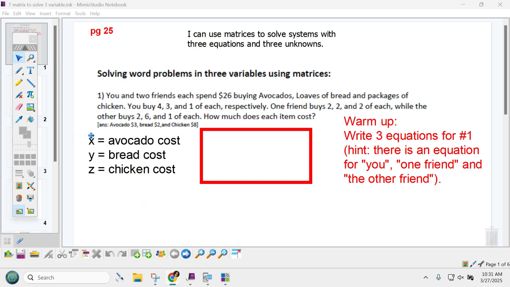So I was going to say X is avocado, Y is bread, Z is chicken cost. You could do A, B, C. It does not matter.